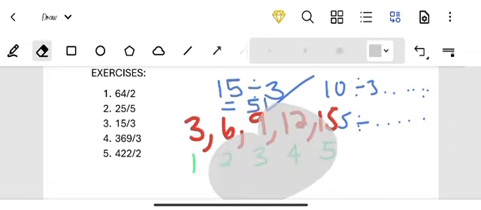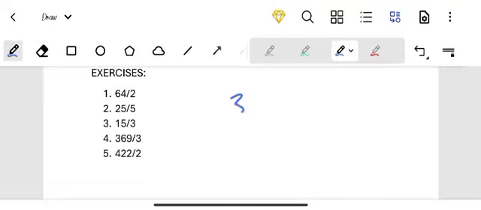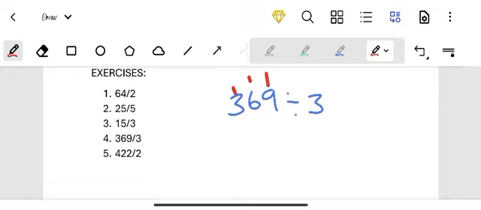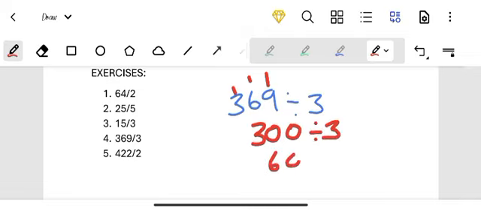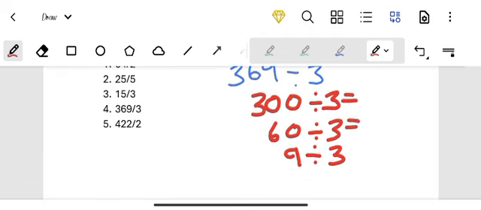So let's jump to the next one. The next one is 369 divided by 3. What am I going to do? Now I have 3 place values. I have hundreds, I have tens, I have units. So I'm going to say 300 divided by 3. The next, 60 divided by 3. The last, 9 divided by 3. Now I check.